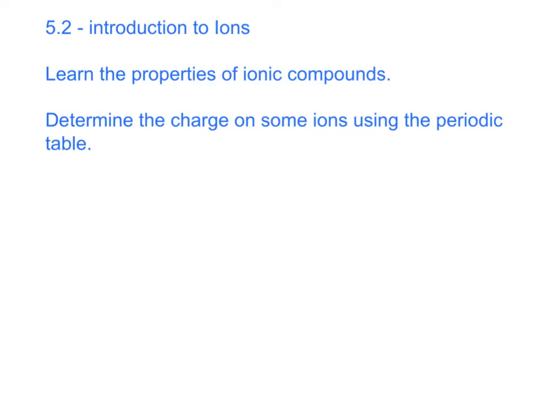Hello, chemistry students. We're here to do lesson 5.2, which is the introduction to ions. Our first objective is to learn the properties of ionic compounds. Then we're going to show you how to determine the charge on some of the ions using only your periodic table. And along the way, we'll also explain what we mean by an ion and what some of the different kinds of ions are. Alrighty, let's get started.